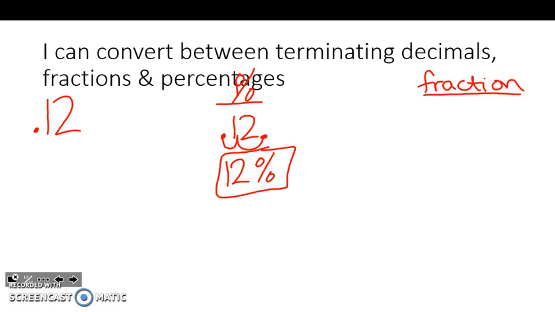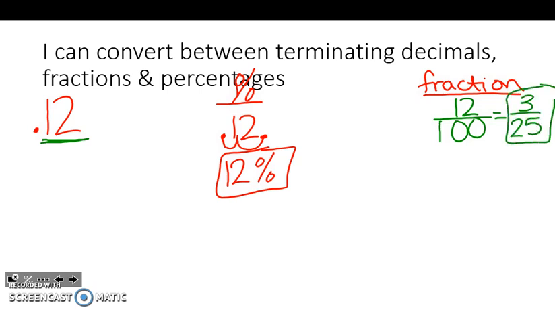And then for the fraction, you take all the numbers behind the decimal, so the 1 and the 2, you put it on top, start off with a 1, and then add as many zeros as there are digits. Then you need to see if it will simplify, and it does, to 3/25.